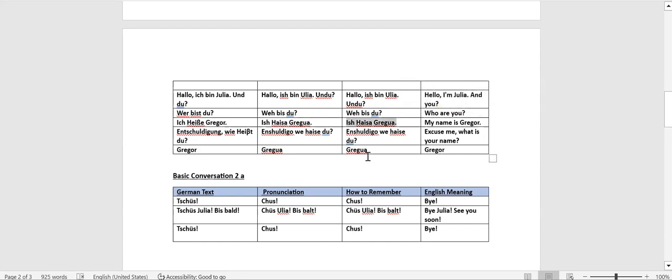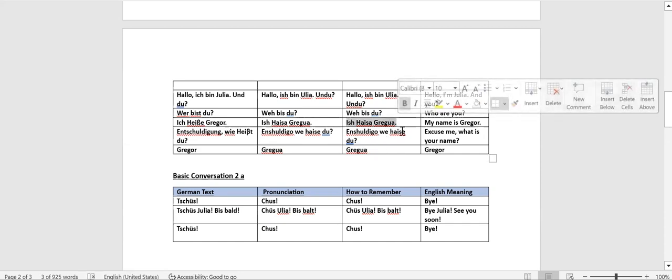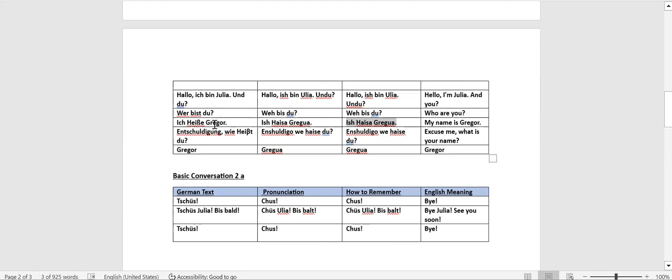How to remember? In the same fashion, Ich heiße Gregor. There is no other shortcut. You have to remember it as it is. You can stand in front of the mirror and say, Ich heiße Ram. Ich heiße Lakshman. Ich heiße Peter. So, let's move on to the next sentence.